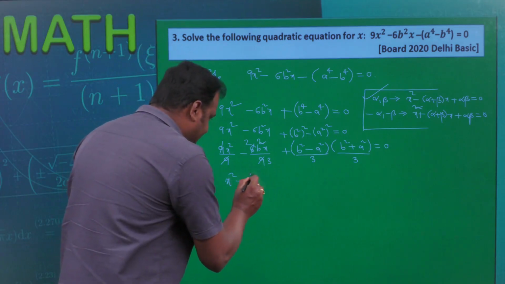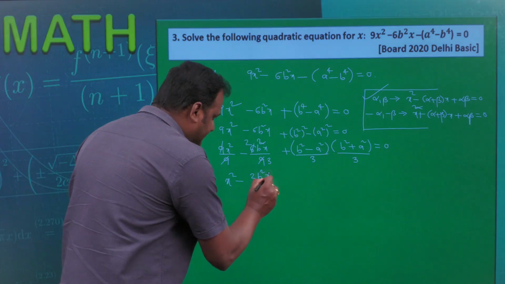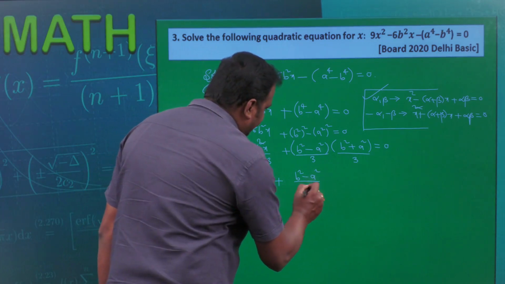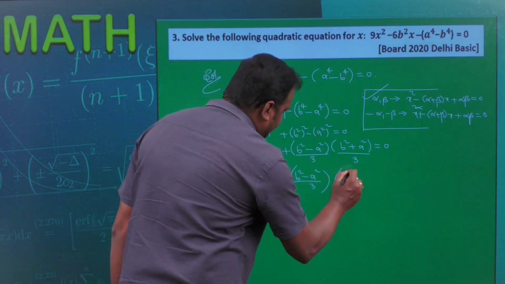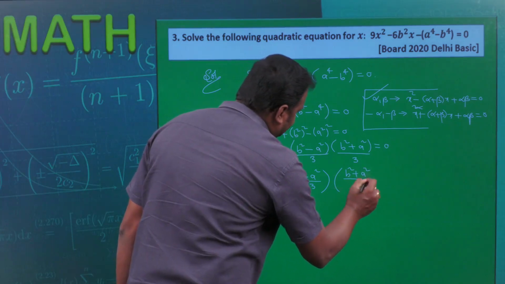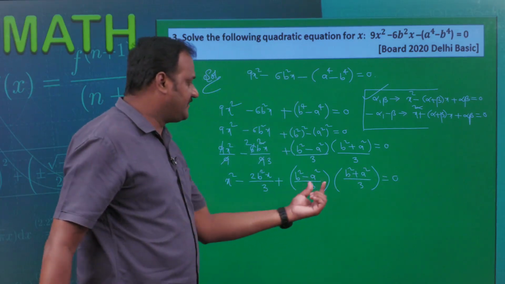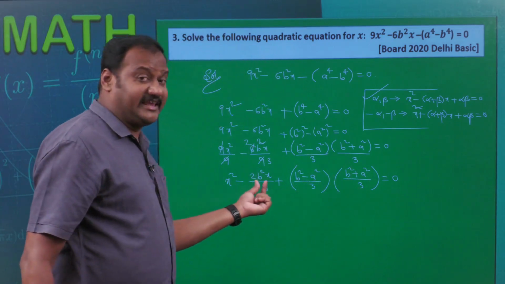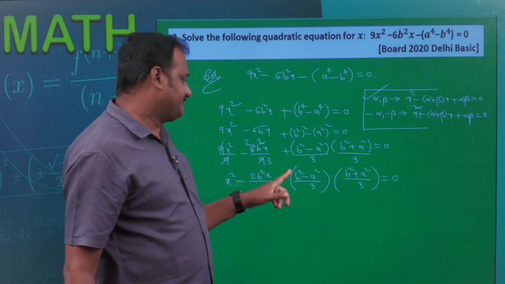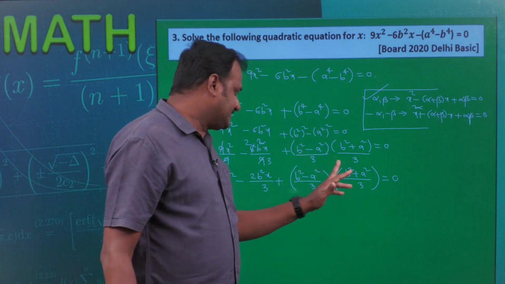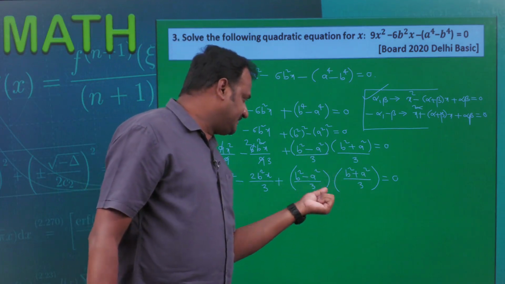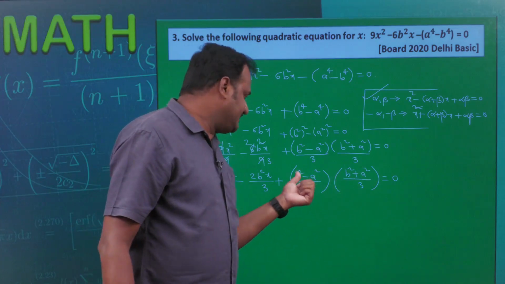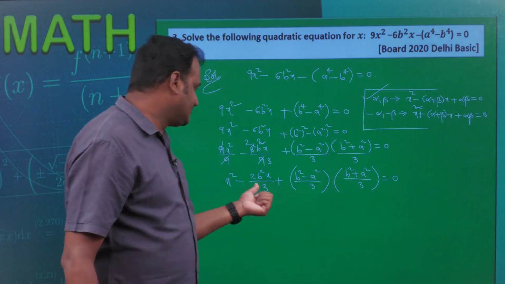This is x square minus 2b square x divided by 3 plus b square minus a square by 3 and b square plus a square by 3. I have separated the last two terms as alpha into beta. Suppose this is alpha, this is beta, is this alpha plus beta? Let us check. B square minus a square by 3 plus b square plus a square by 3. When you add both of them, minus a square plus a square cancel directly, the denominator is the same. B square plus b square is equal to 2b square by 3.